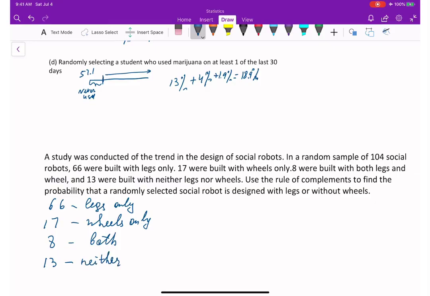Okay, use the rule of complements to find the probability that a randomly selected social robot is designed with legs or without. So designed with legs, and in total we have 104, right?